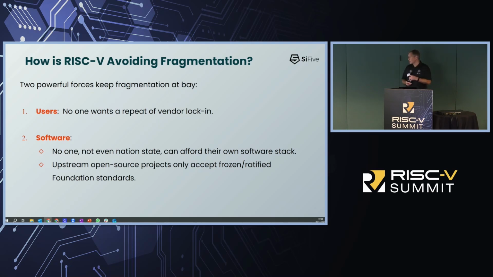And secondly, from a software point of view, nobody can afford to develop their own software stack entirely. So we need to collaborate on that. And the open source software communities are quite rightly only accepting ratified, complete standards from RISC-V and are not trying to support special instructions from different vendors. So if everyone focuses on just supporting the ratified standards, then a lot of fragmentation can be avoided.